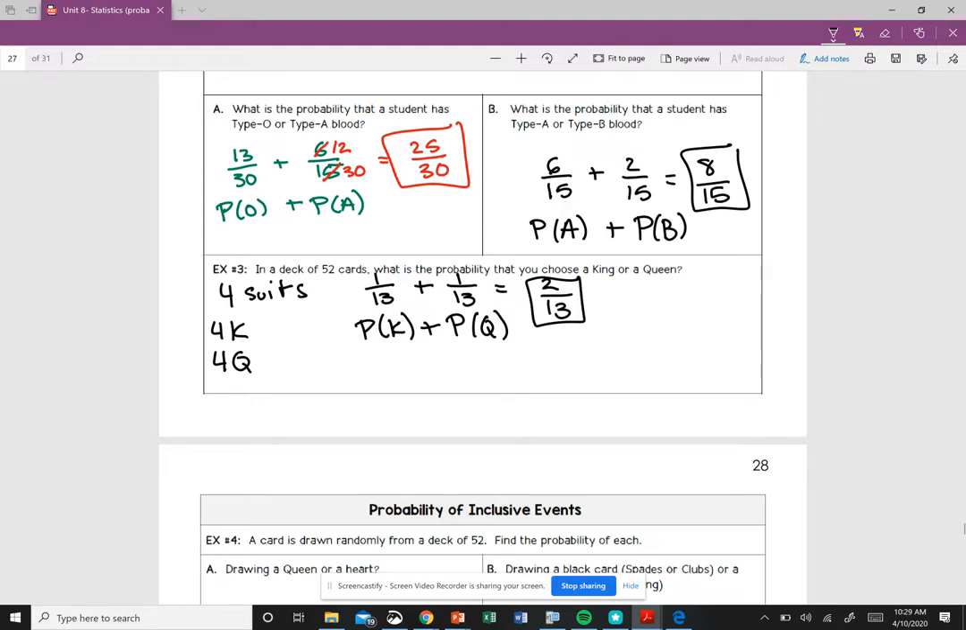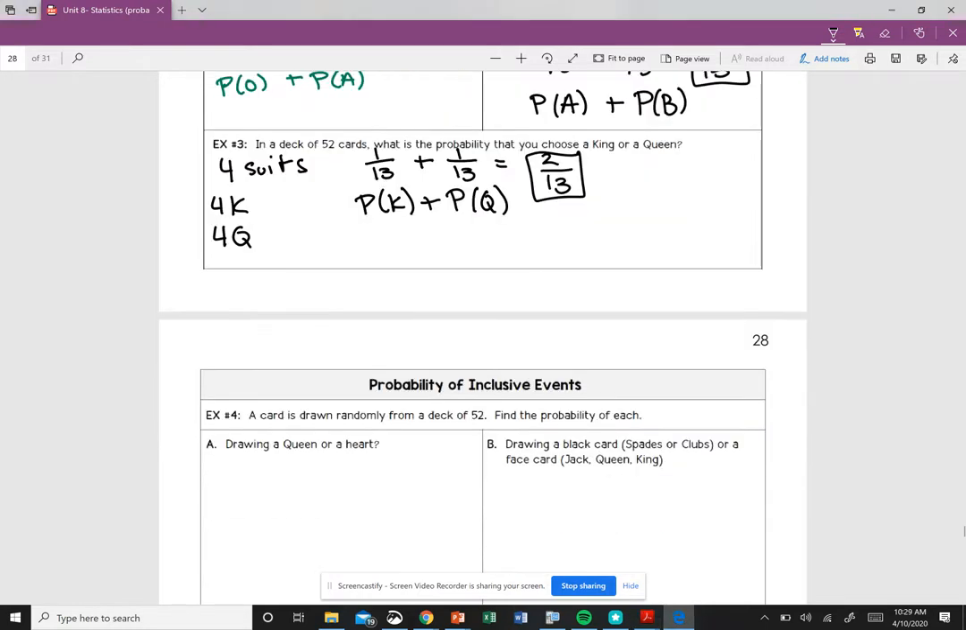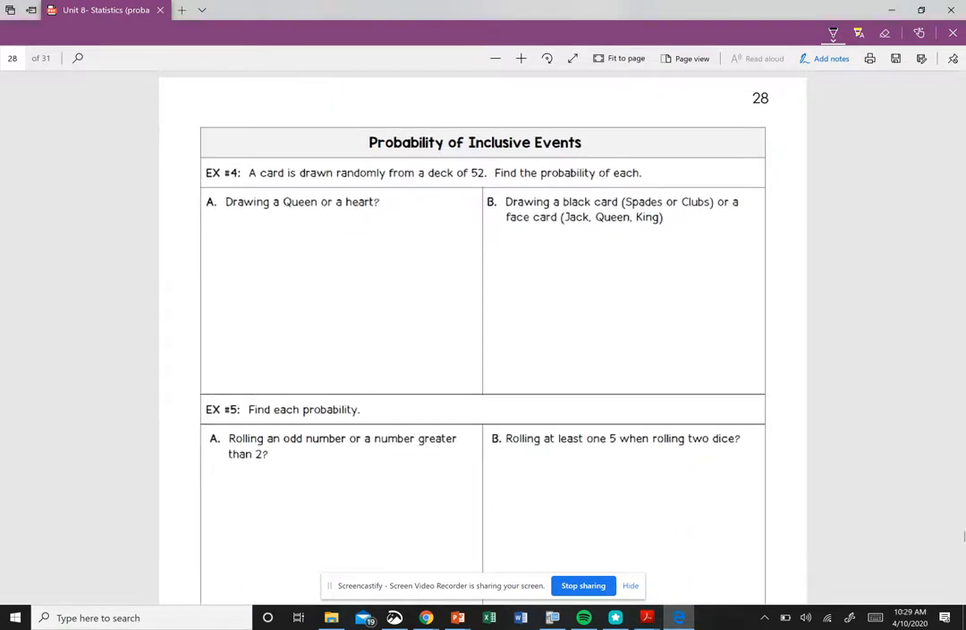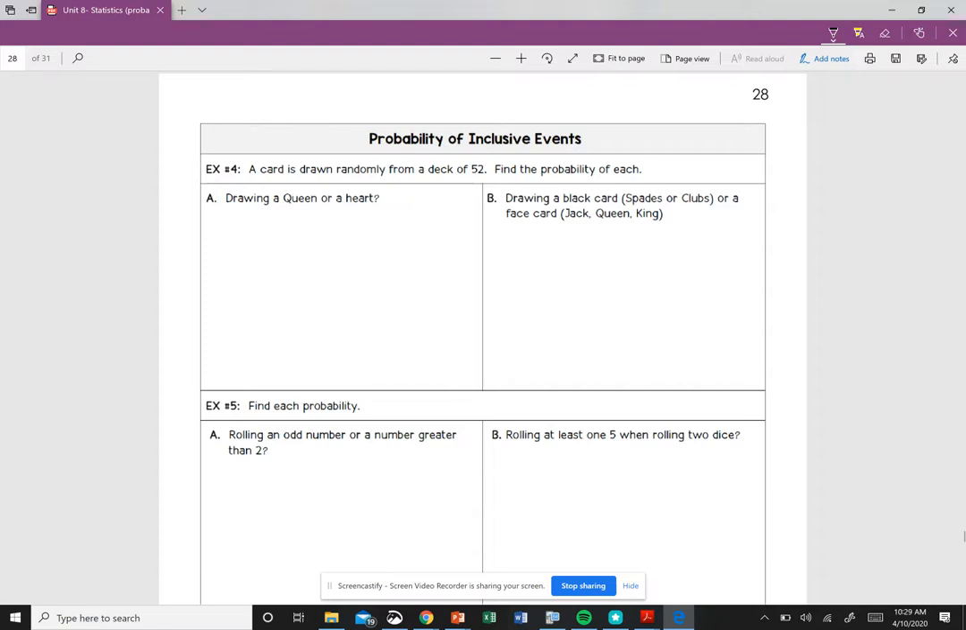Okay. Any questions there? All right, let's move on to the probability of inclusive events. So if a card is drawn randomly from a 52 card deck, what's the probability of each? So drawing a queen or drawing a heart. Now, we have to think about this. So hearts, there are 13 hearts out of the total 52. In queens, there are 4 queens out of the total 52.